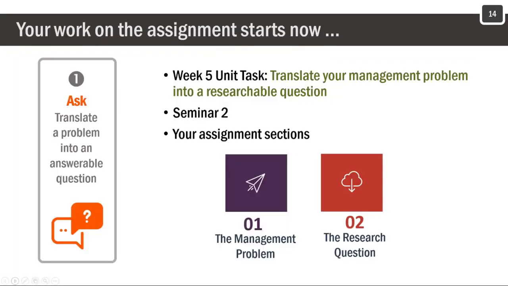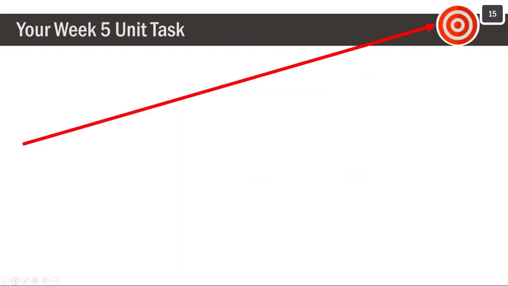As I have just mentioned, your work on your assignment starts now and your unit task for next week. This is described in detail in your online module in week 5, and you will report on this work in seminar 2. This work will form the basis of the first 2 sections of your assignment, the management problem and research question. In practical terms, your week 5 unit task consists of 5 steps.